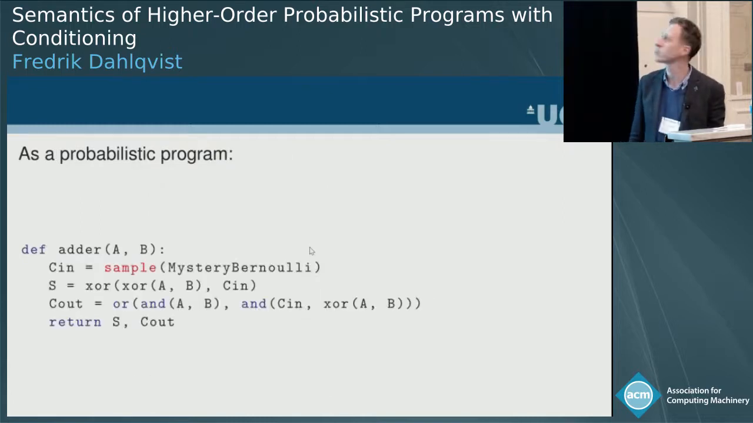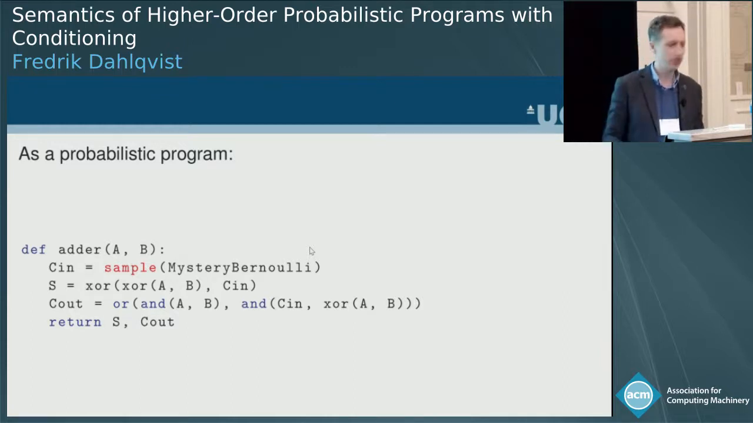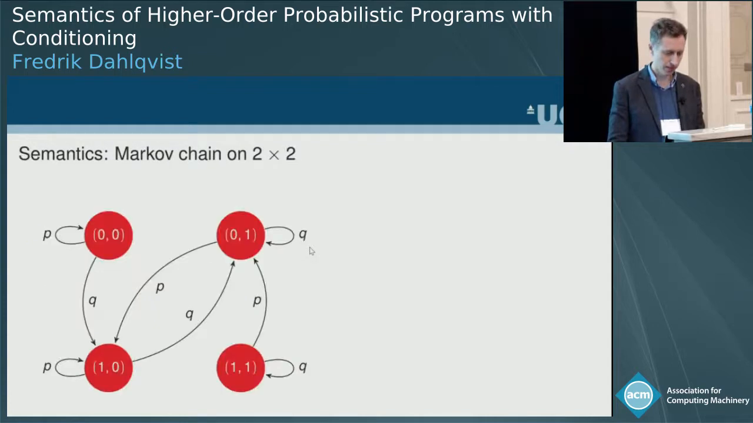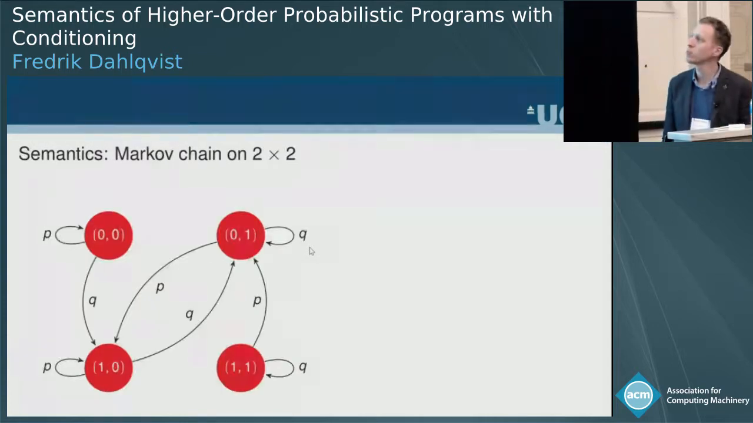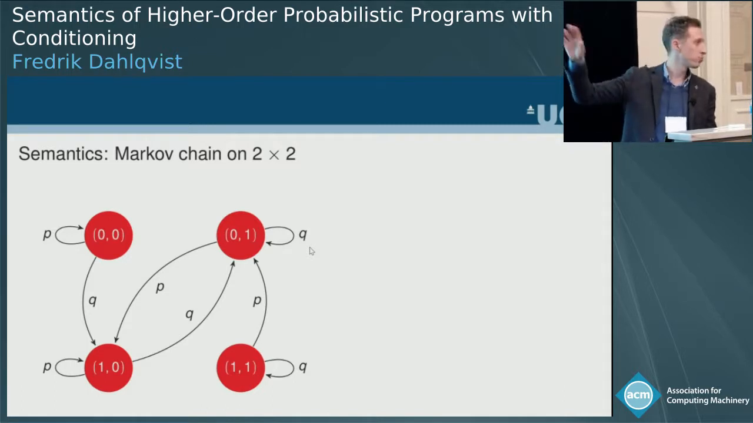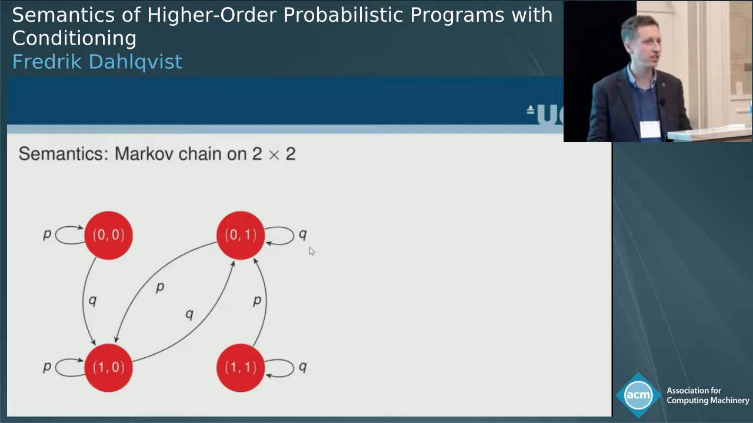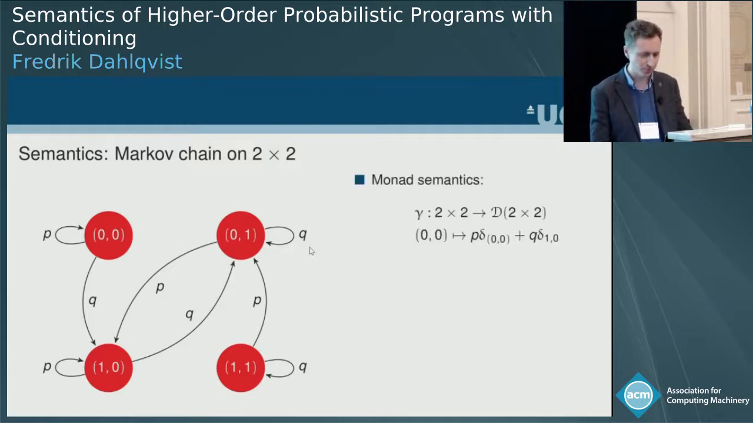Okay, so as a probabilistic program, this is what it looks like. The only probabilistic thing in this program is the sample, and I'm sampling from a mystery Bernoulli distribution. And it returns the sum and the carry. Okay. So the semantics of this program is this Markov chain. Because I don't know the mystery Bernoulli distribution, I'm going to use P for the probability of 1 and Q for 1 minus P. And you've got this transition system, okay? So this is a very standard way of looking at this program.